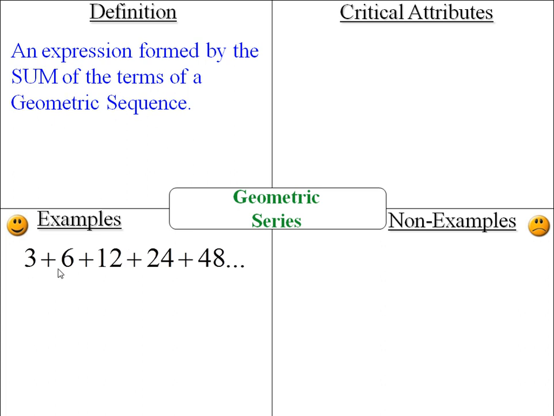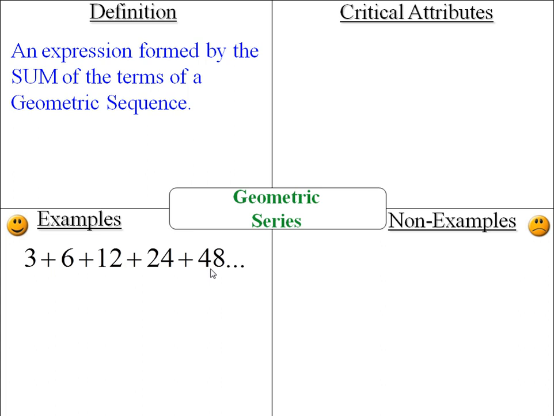So how do we know if this is a geometric sequence? Well, let's see if it's multiplying or dividing from here to here, from here to here. What's happening to 3 to get 6? Happening to 6 to get 12, happening to 12 to get 24, and happening to 24 to get 48?